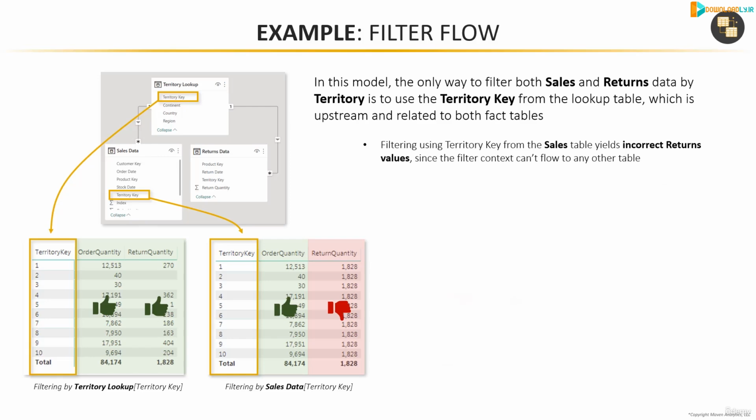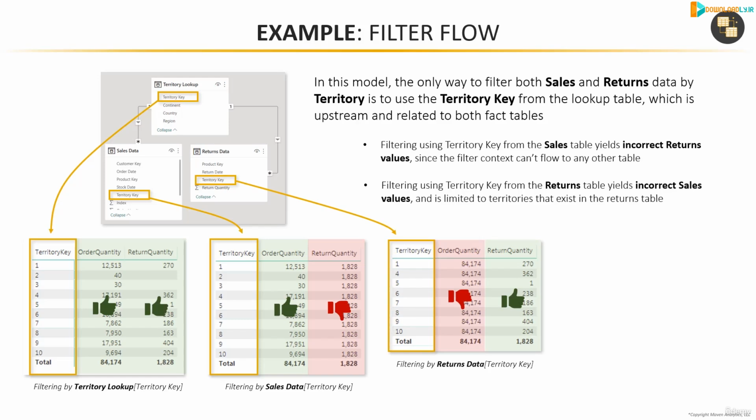And by similar logic, if we were to filter on territory key from the returns data table, we'd see the correct values for returned quantity, but repeated totals for order quantity because the filter context was trapped inside of the returns table. And you'll also notice that this table is smaller. It contains fewer rows. In fact, territories 2 and 3 are actually missing from this matrix entirely. And that's because we didn't register any returns from territories 2 or 3. So those territory keys don't even exist in the returns data table, even though we did see orders or sales from both of those territories.